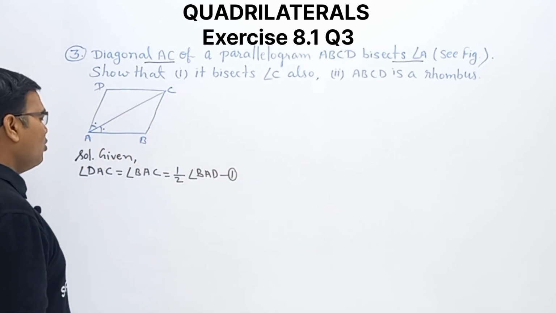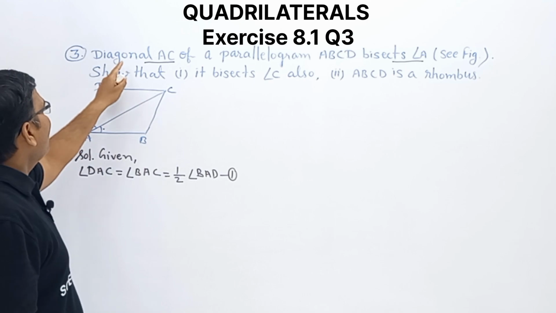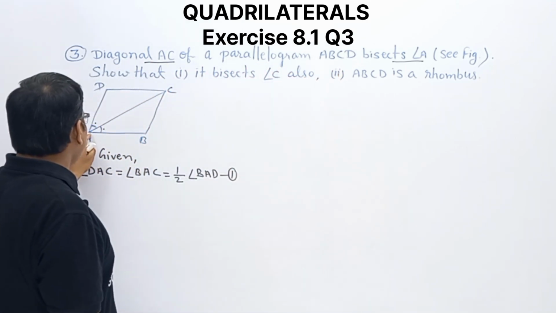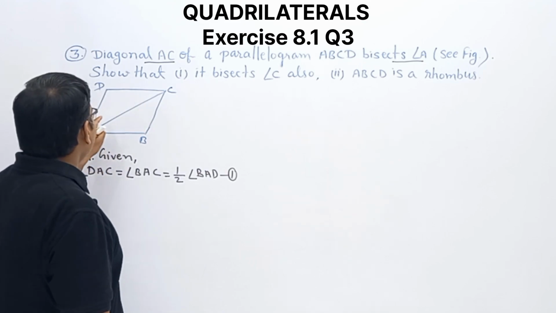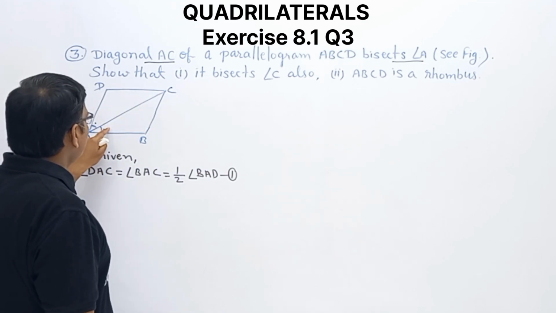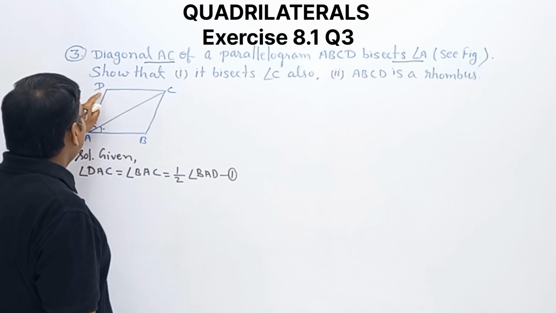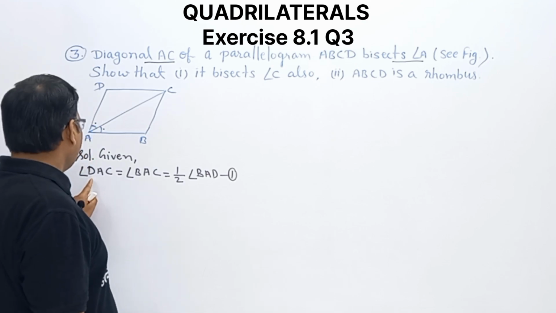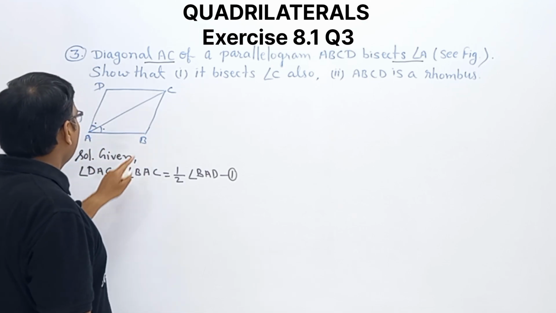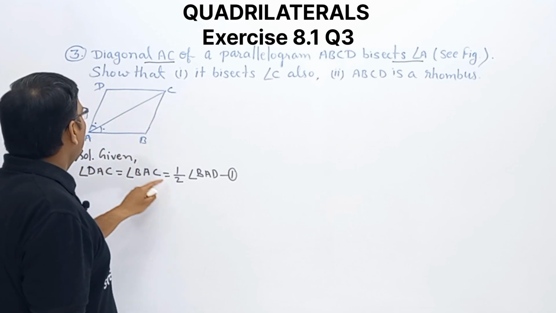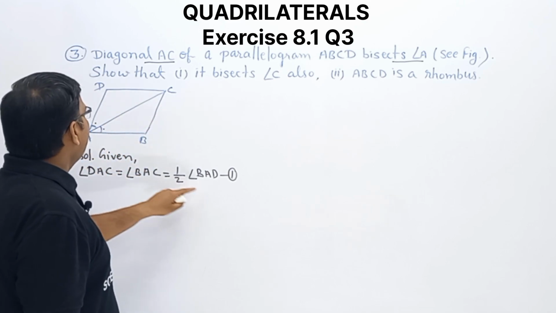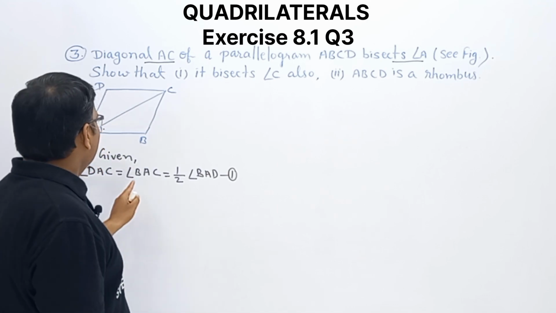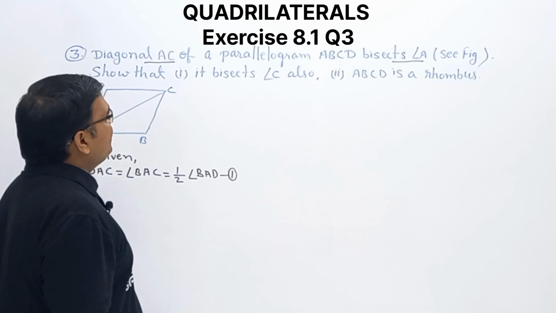Simple. The question is saying diagonal AC of a parallelogram bisects angle A. This is the angle A, and this AC is bisecting it, so this angle is equal to this one, and these angles are half of this complete angle. Clear? So we can write angle DAC equal to angle BAC equal to half of angle BAD.